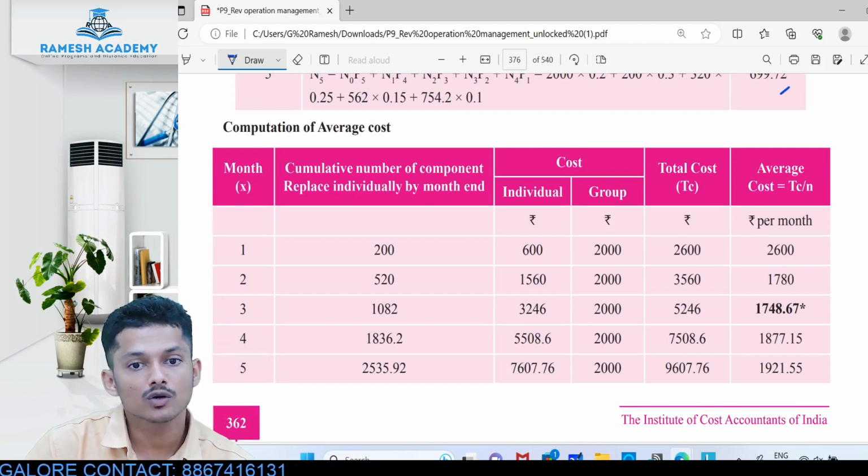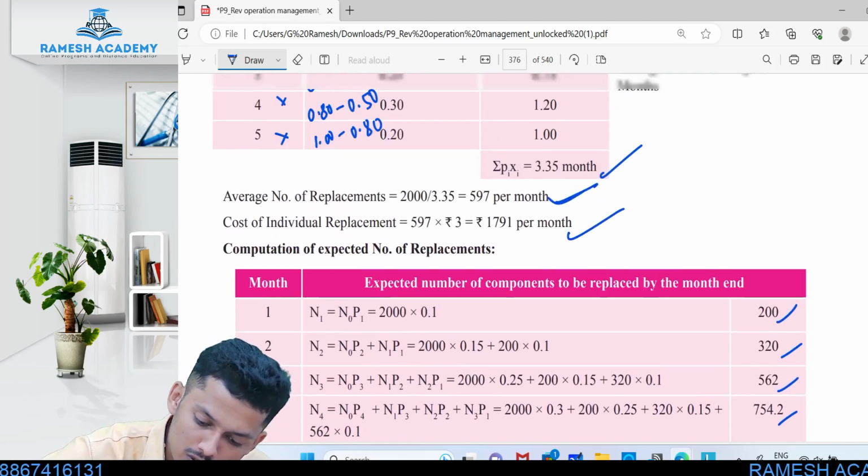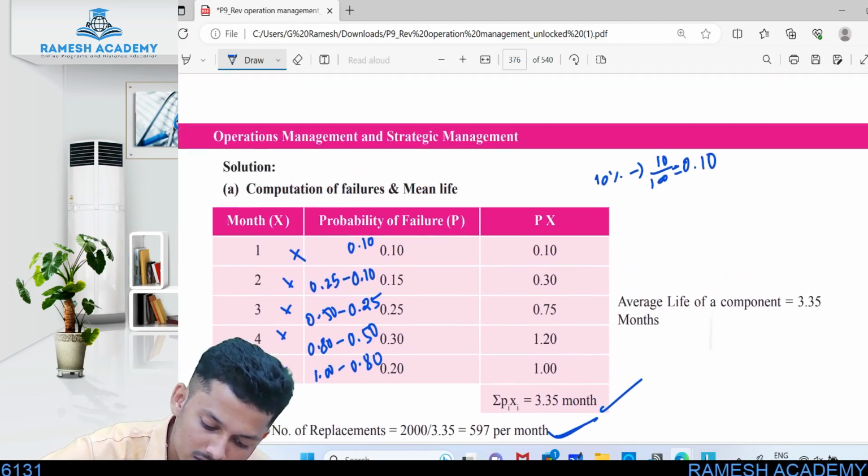Now, how do you get this individual cost? Okay, see, individual cost, somewhere we got this.